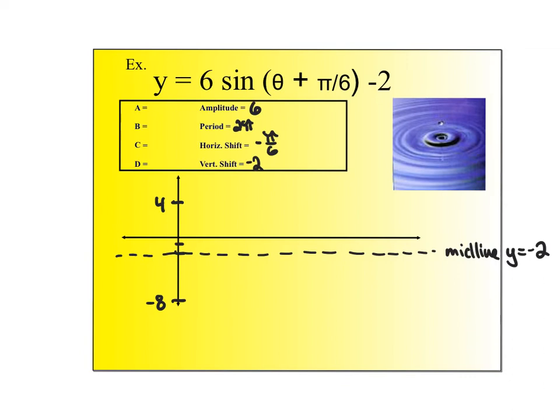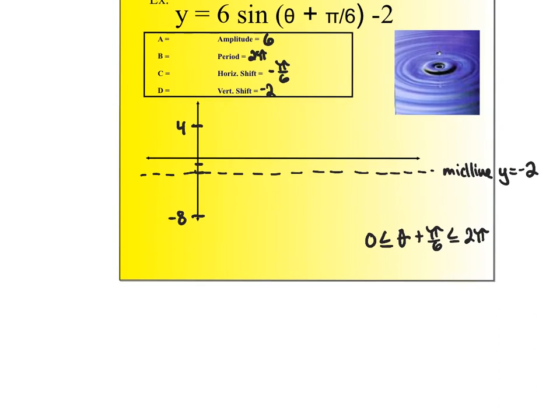Okay, and then I'm going to take my period for sine, which is 0 to 2 pi, and throw in theta plus pi over 6. So I know that I'm going to start at negative pi over 6, and I'm going to change 2 pi to 12 pi over 6. If I subtract pi over 6 from 12 pi over 6, I get 11 pi over 6.